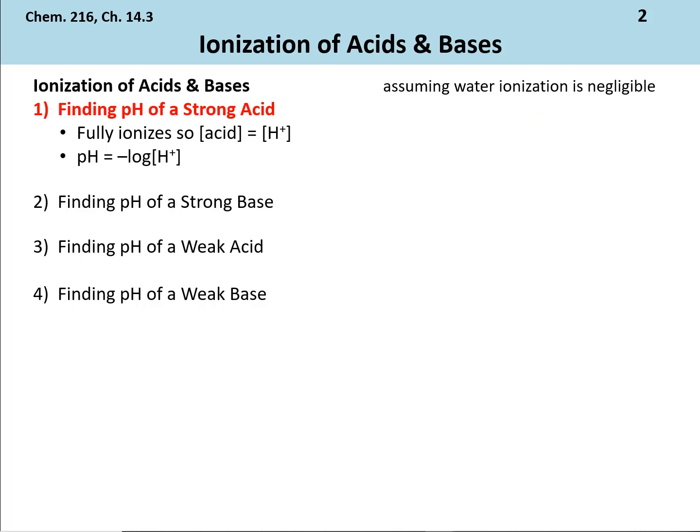Now we're going to look at the ionization of acids and bases, right? What happens when I have an acid, I put it in water, and it produces H+. Or when I have a base and I put it in water and it accepts an H+. And we're going to do calculations for first pH of a strong acid, then pH of a strong base, pH of a weak acid, and then you guessed it, pH of a weak base. These first 3 we'll do in this lesson. Number 4 we'll do next lesson.